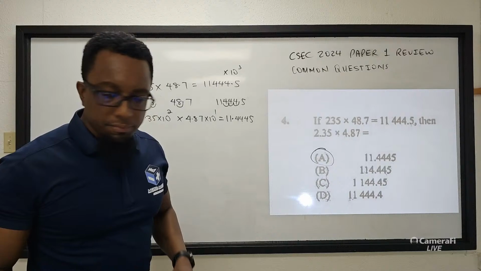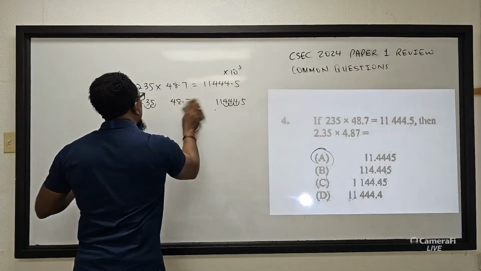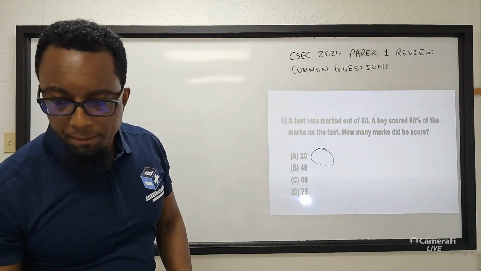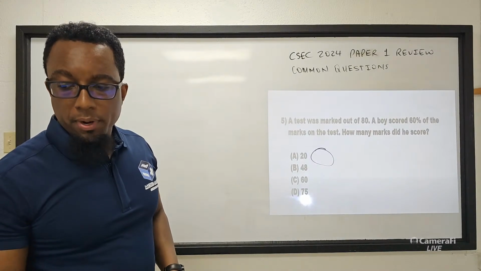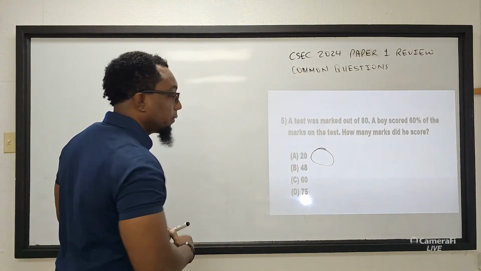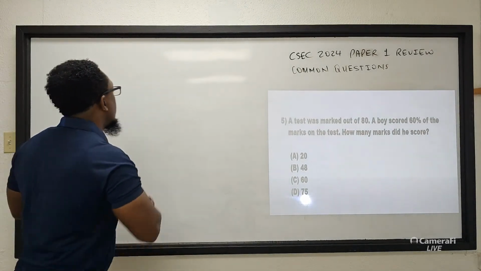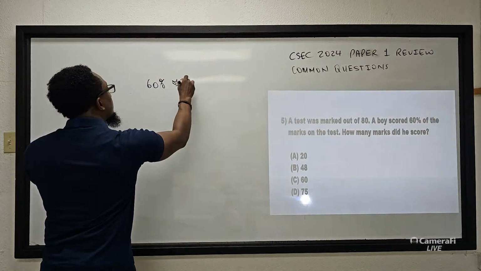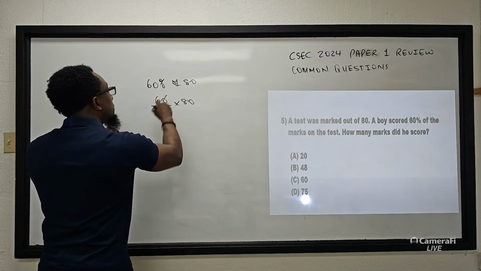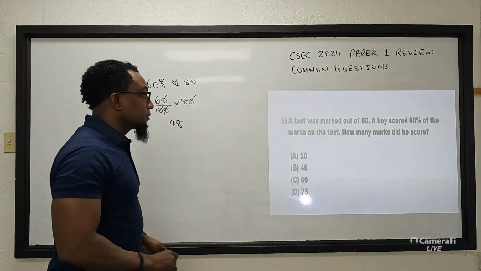Let's look at question 5. A test was marked out of 80. A boy scored 60% of the marks on the test. How many marks did he score? So if a boy scored 60% of the marks, then it is 60% of 80, that is 60 over 100 times 80. The 2 zeros cancel, and 6 by 8 will give us 48. So we know the answer there will be B.